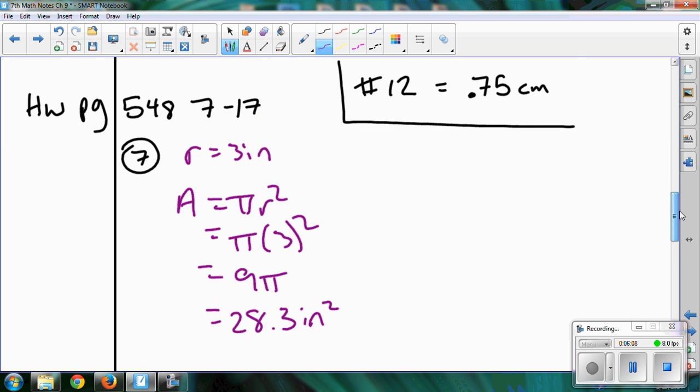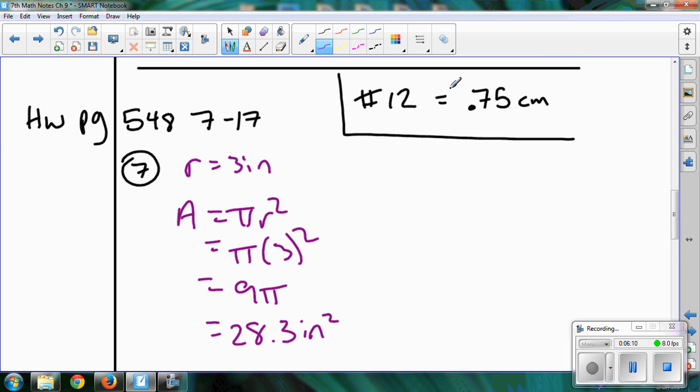I also want to point out that on number 12, it is going to measure 0.75 centimeters. So this is a radius of 0.75 centimeters. I would write it down so that you have it when you get to number 12. Okay?